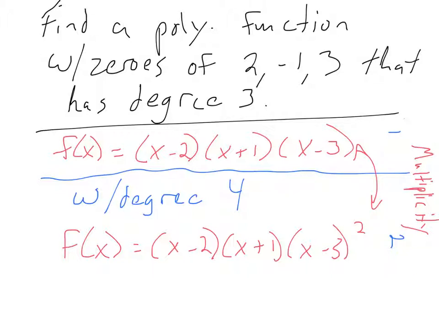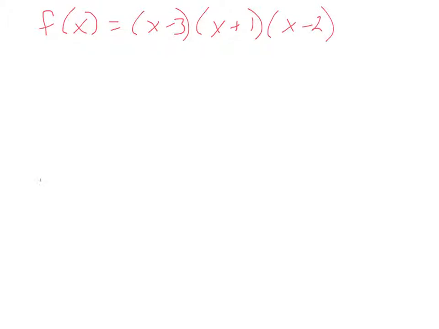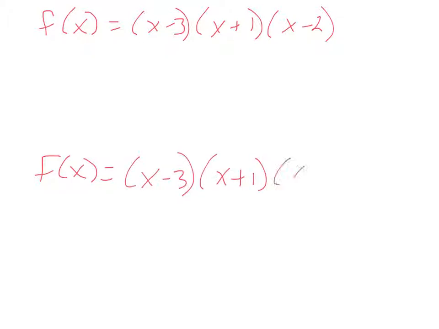So let's go ahead and graph on the next page here. We'll graph both of these on our graphing calculator and see how they look different. f of x equals x minus 3 times x plus 1 times x minus 2, and the function f of x equals x minus 3 times x plus 1 times x minus 2 squared. So we'll go ahead and graph those.